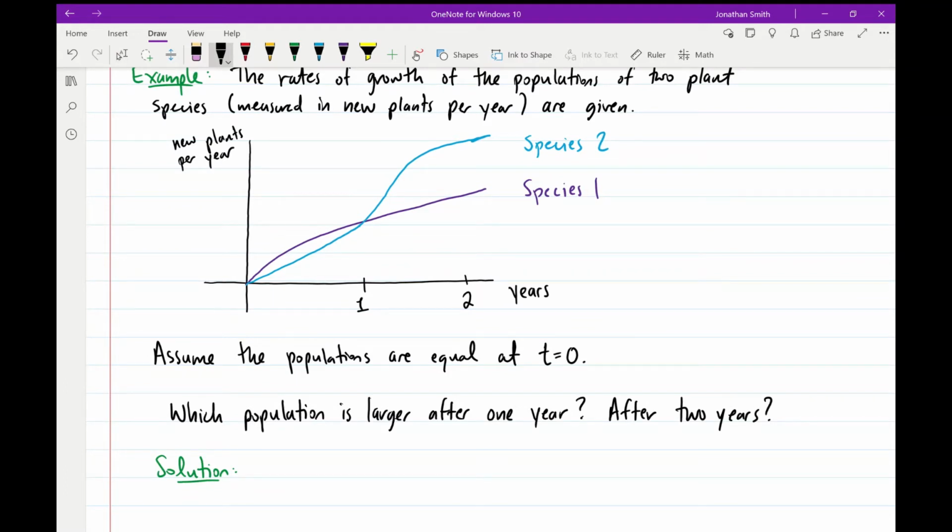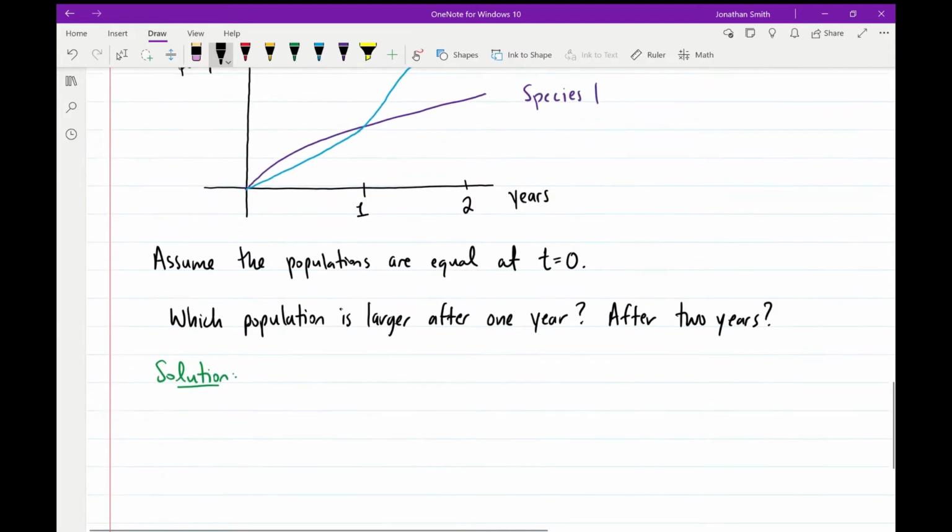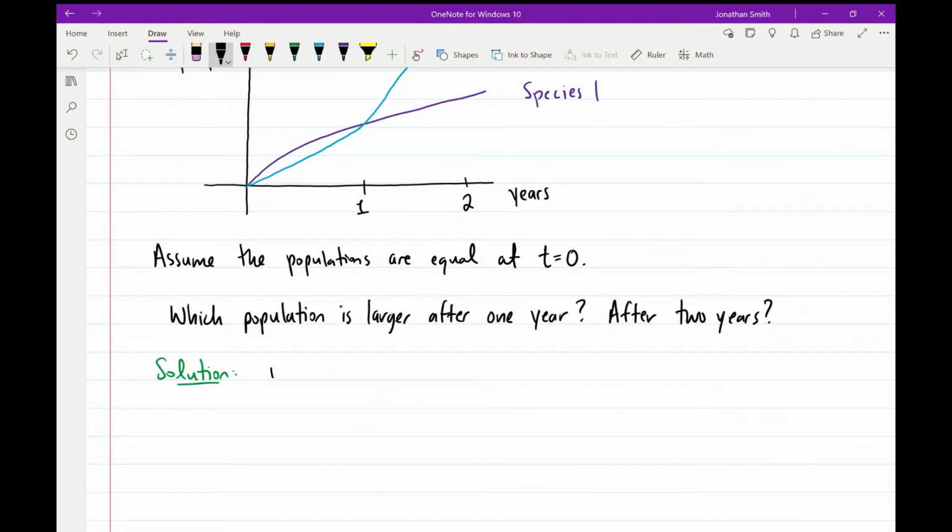The question is, which population is larger after 1 year and which population is larger after 2 years? So the first thing to note here is that both functions represent a rate of change.